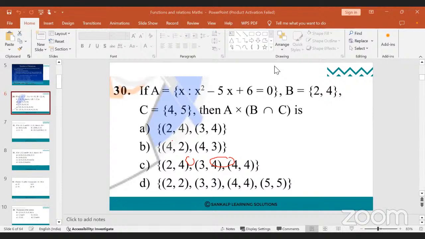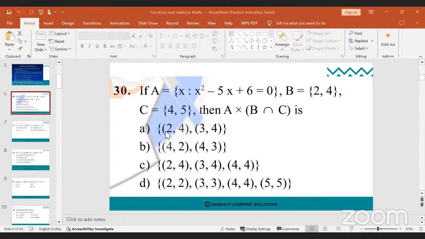Yes. So now, question number 30. It says that if the set A is {x such that x square minus 5x plus 6 is equal to 0}, B is {2, 4} and set C is {4, 5}, then A cross (B intersection C) is what? Okay, I will erase the previous drawings. There are four options.